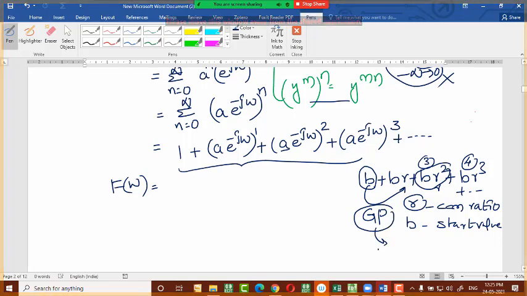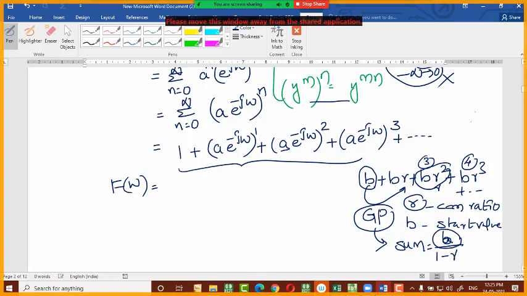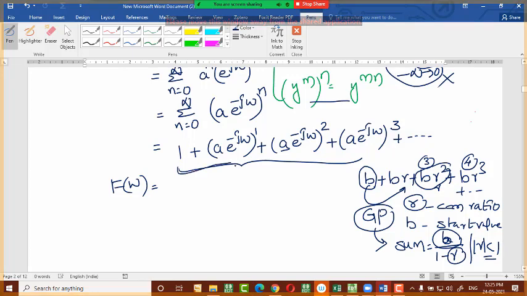Whenever the sequence is in geometric progression, the sum of that particular geometric progression is given by B by 1 minus R. B is nothing but the starting value. Starting value by 1 minus common ratio. This is possible whenever the modulus of that common ratio is less than 1. Now, first you check whether this is a GP, geometric progression, or not.